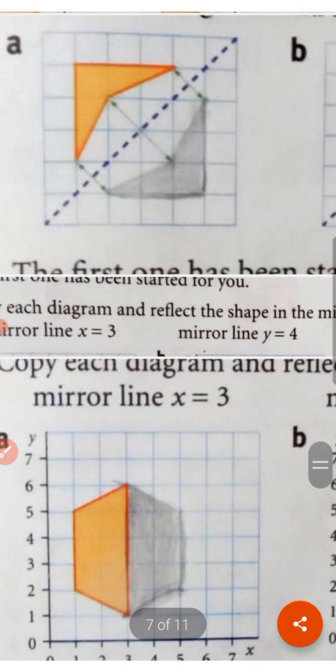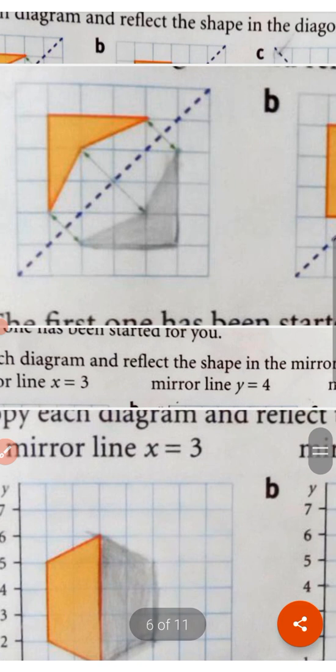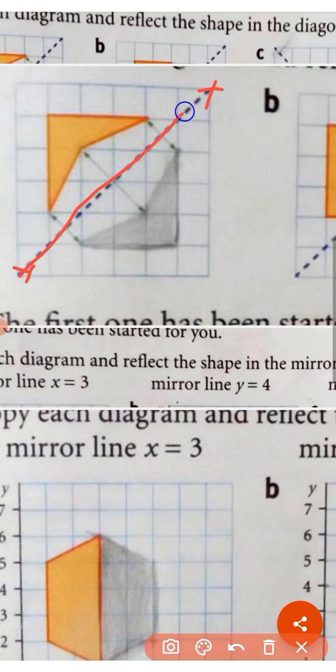Here, children, in this shape, the mirror line is a diagonal. Diagonal means a line which joins the opposite corners. This is the mirror line. We have to find the image. Draw the image.